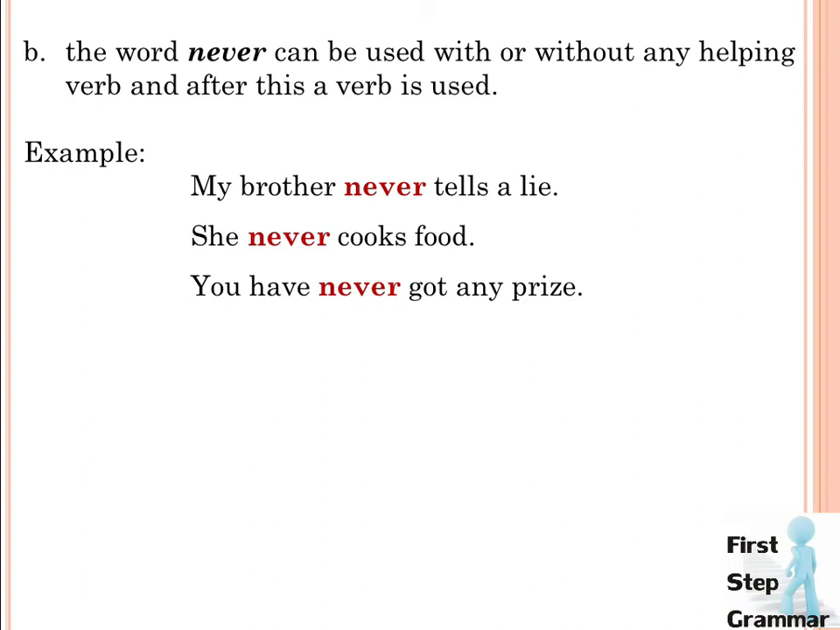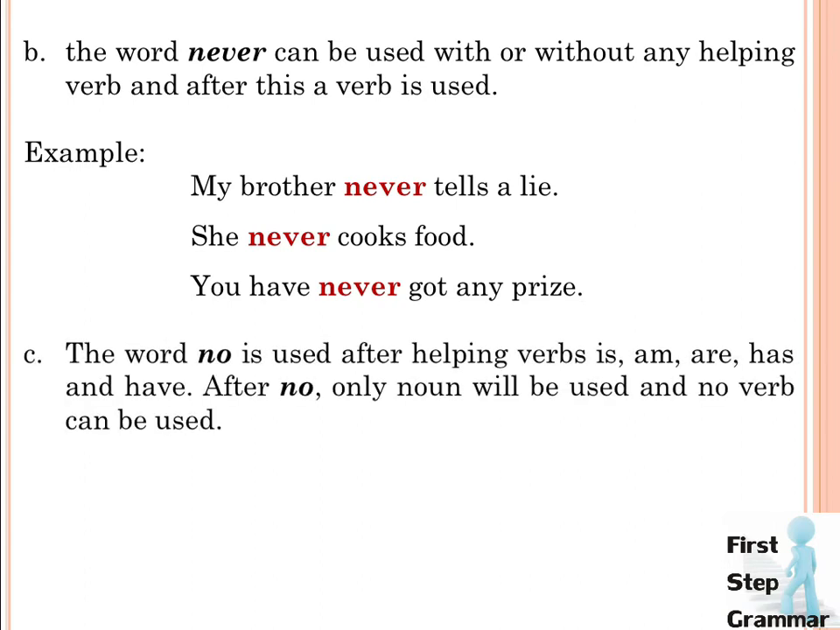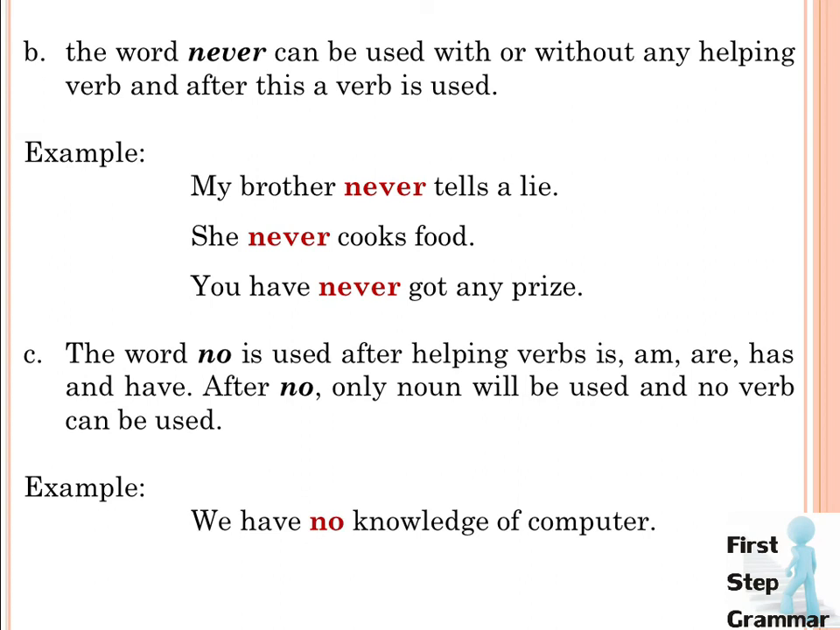Let's see the third type in which we can change the negative sentence. The word no is used after the helping verbs is, am, are, has, and have. And after no, only a noun will be used and no verb can be used. For example, we have no knowledge of computer. So in this sentence we can see after the helping verb have, we are using the word no, and then we have the noun knowledge. So the word no is used after the helping verb have, and after no we are using a noun.